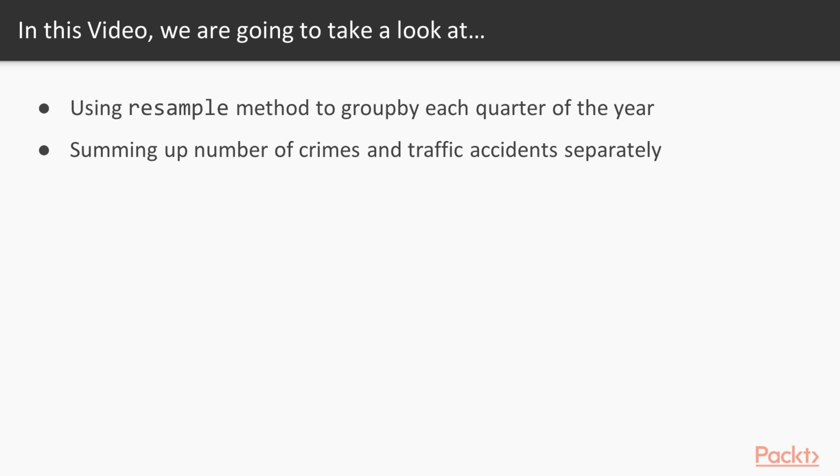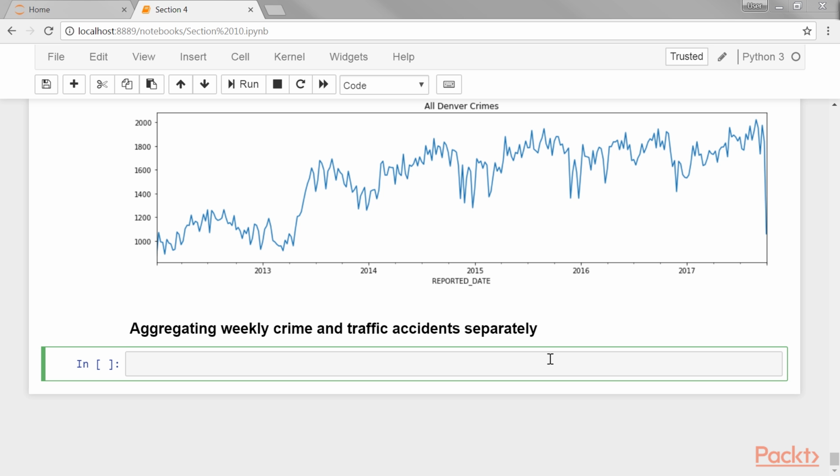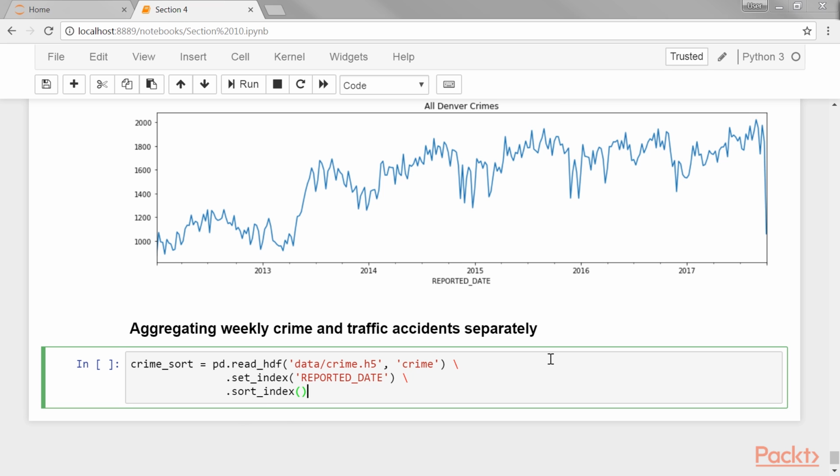In this video, we will use the resample method to group by each quarter of the year and then sum up the number of crimes and traffic accidents separately. The Denver crime dataset has all crime and traffic accidents together in one table and separates them through the binary columns isCrime and isTraffic. The resample method allows you to group by a period of time and aggregate specific columns separately. To start with, read in the crime HDF5 dataset, set the index as reported date, and then sort it to increase performance for the rest of the video.